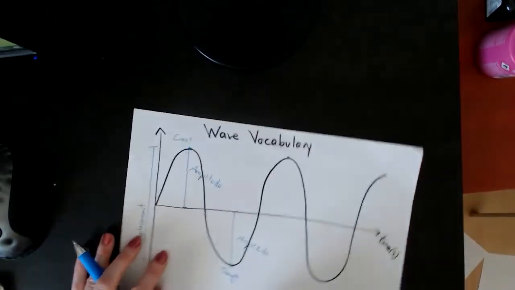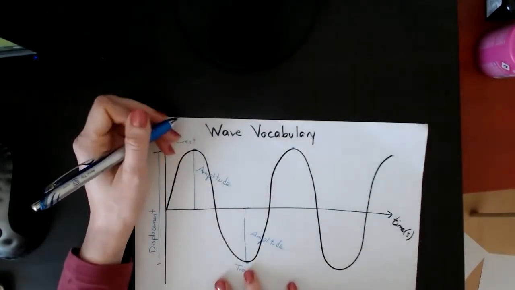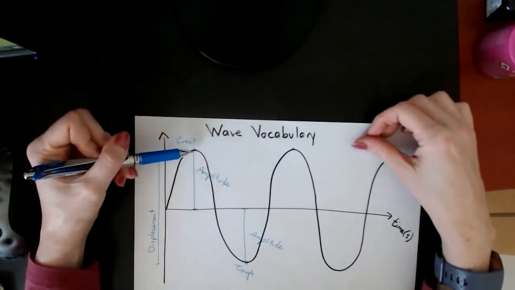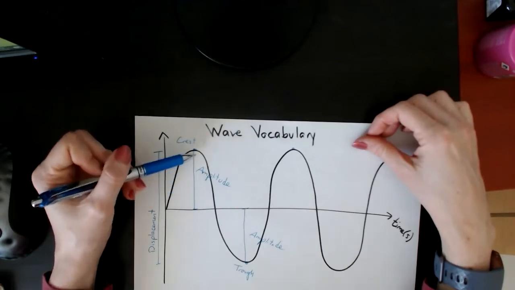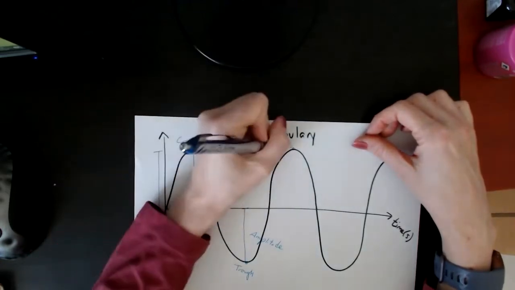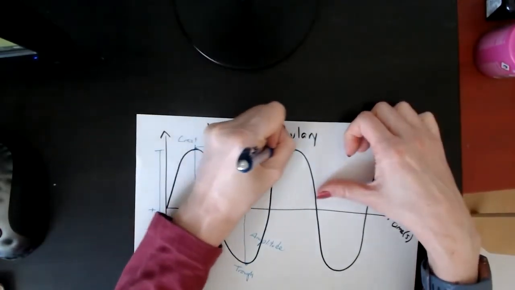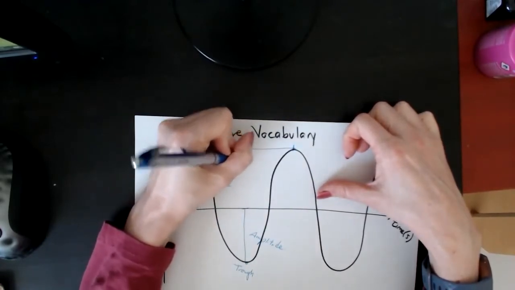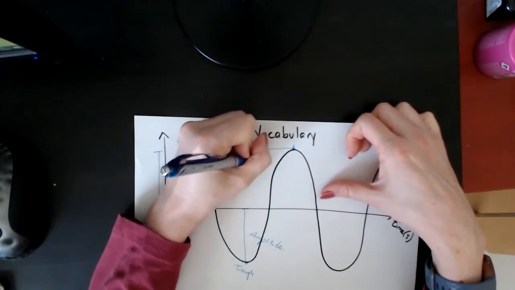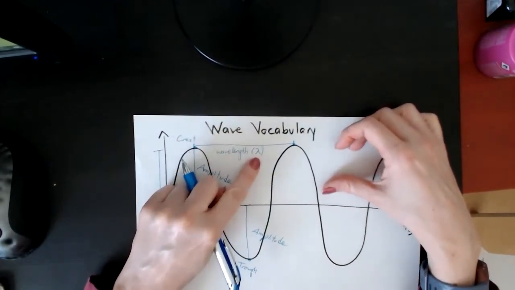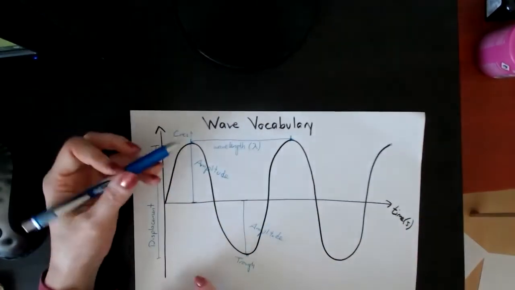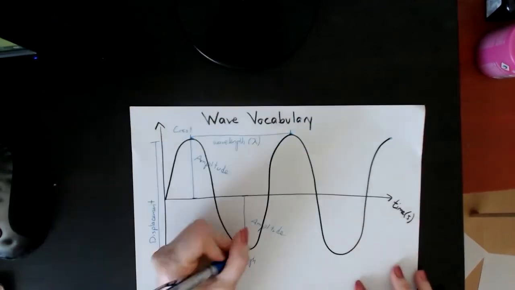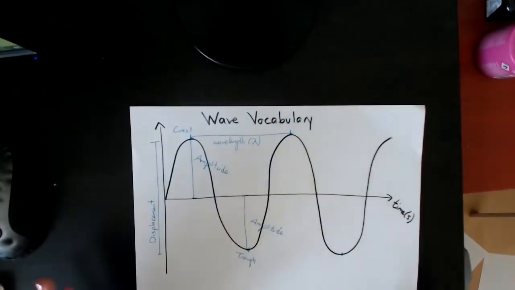Now, the other thing that you need to know is the wavelength. The wavelength is how long one complete movement of the particle is. So often we measure the wavelength from crest to crest. This is the wavelength, and it's abbreviated with the Greek letter lambda, which looks kind of like that. That'll come up in the equations if you haven't already seen it. It's measured from crest to crest, or it can be measured from trough to trough. The wavelength should be the same everywhere.